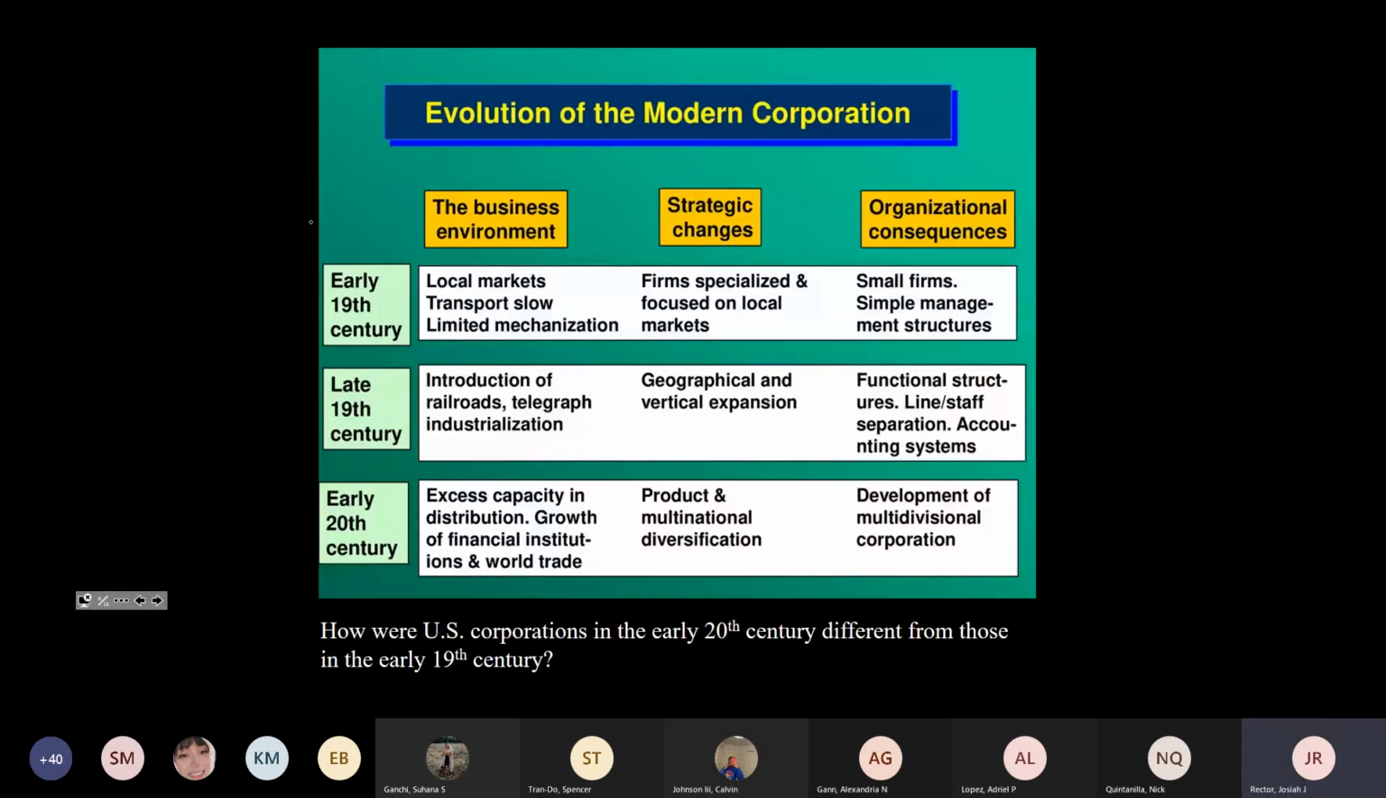Typically, they're operating with local markets. They're relatively specialized. They have pretty simple management structures. So for example, workshops often have fewer than 50 workers, sometimes as few as a dozen or less. The technology was relatively simple. Certainly in 1800, you would have been talking about wind and water power and human muscle power primarily.